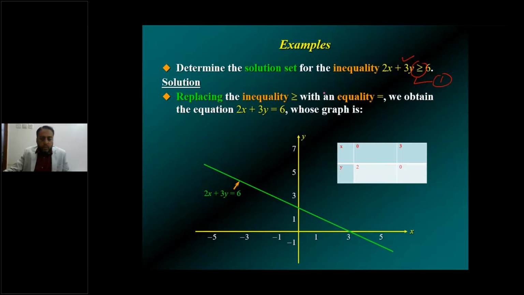Then we are going to convert this inequality into an equal to sign, and then we have the equation 2x plus 3y is equal to 6. So how can I draw this equation of a line on a graph? The idea is, first of all, you take x is equal to 0 in this equation. So I take x equal to 0, and then what is the value of y?